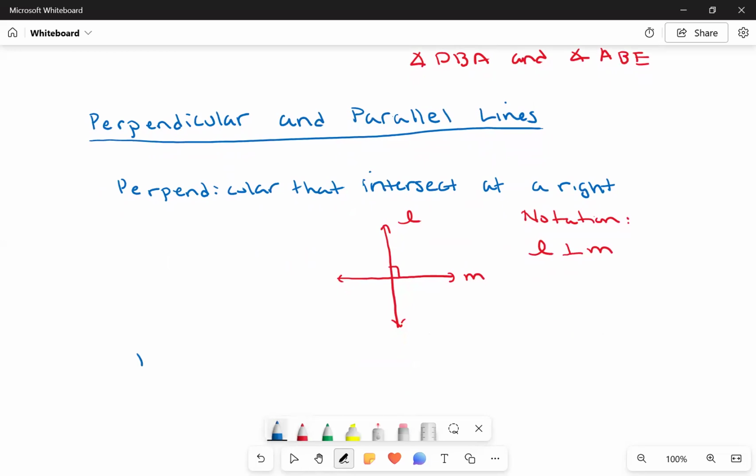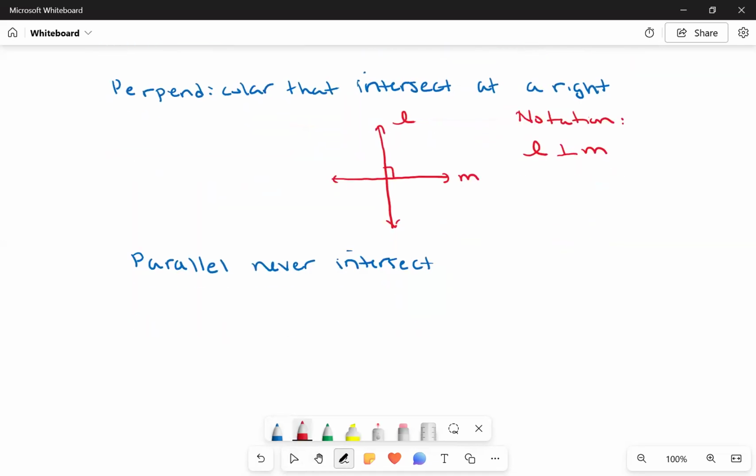Parallel lines are when two lines never intersect. Which means in terms of concepts, they have the same slope.